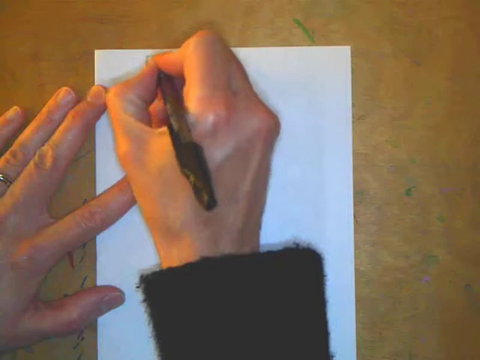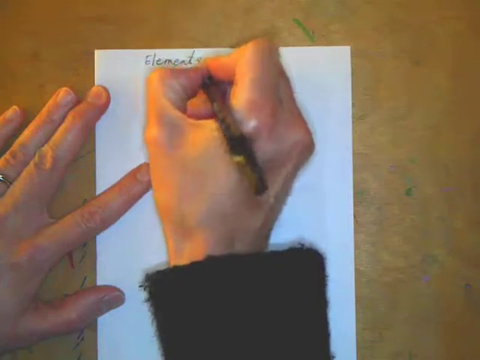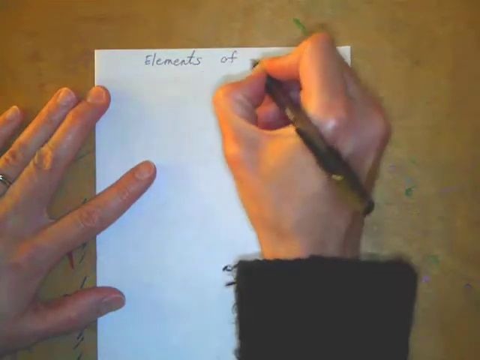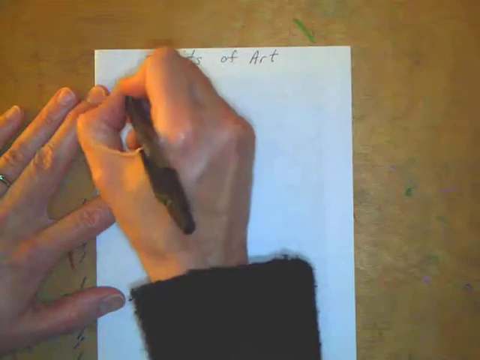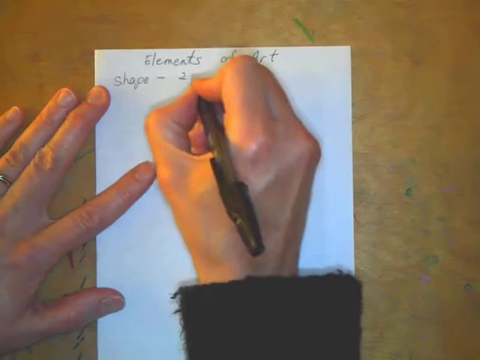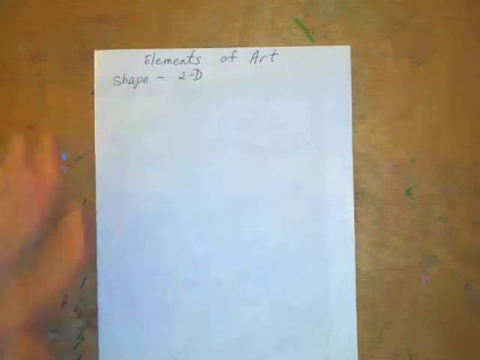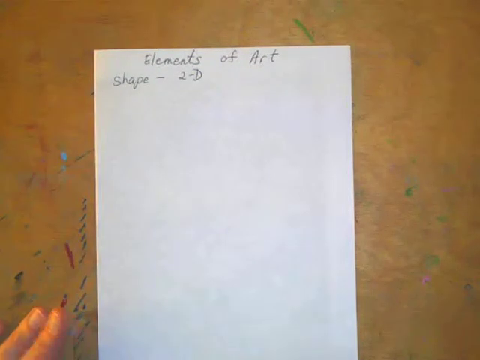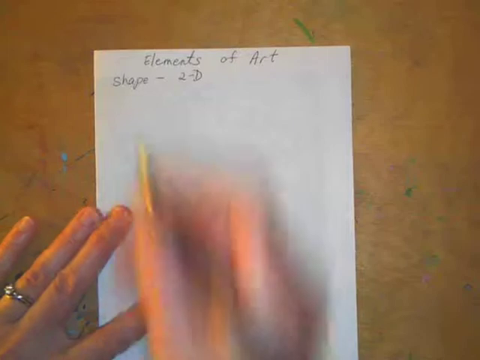Okay, now we're going to move on to the element of art called shapes and forms. A shape is 2D. It is flat. It cannot be held. It can only be drawn.